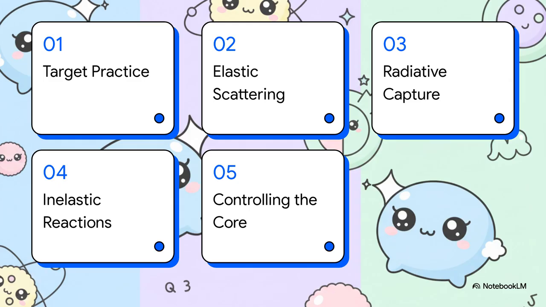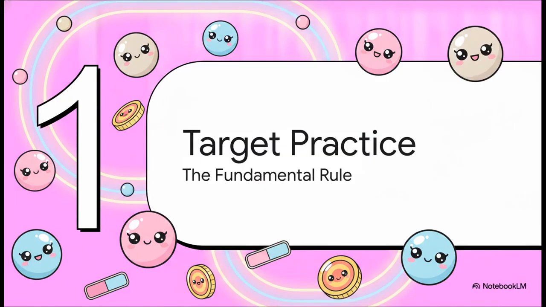Okay, here's our roadmap for today. We're going to cover Section 1, the subatomic target practice. Then Section 2, bouncing off with elastic scattering. Section 3 is the catch, also known as radiative capture. Section 4 covers energy minimums for inelastic reactions. And finally, Section 5, controlling the core. Let's dive right in. All right, Section 1, the subatomic target practice.